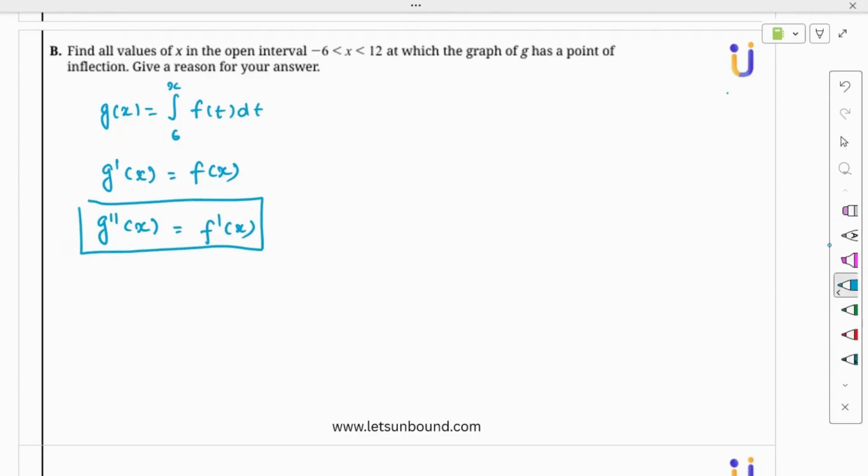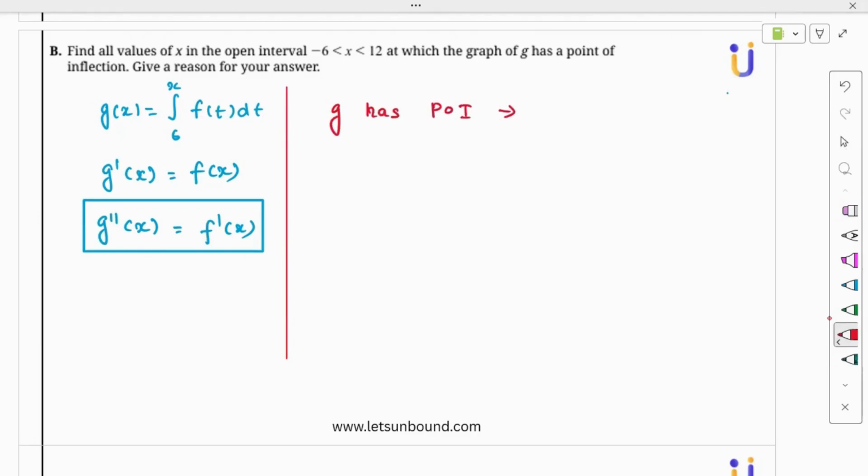Now, this is a very important thing. I'm going to tell about the inflection point of g with the help of f. Got it? Okay. Here we need to be very clear, and this is an important point, so focus here. I need g to have a point of inflection. So g has to change its shape. If g has to change shape, then g double prime must change its sign.